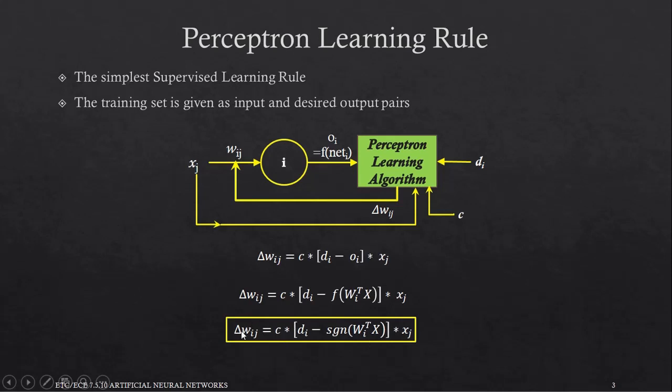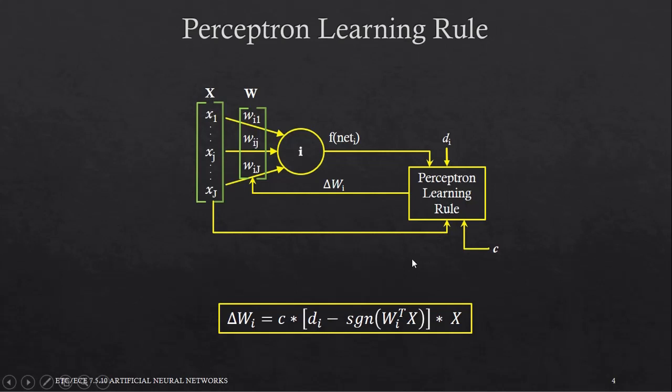Let us now expand this to a neuron having multiple inputs, as is usually the case. Let us consider this neuron. This neuron has capital J number of inputs and corresponding weights and one output. How do we calculate the correction for the entire weight matrix?